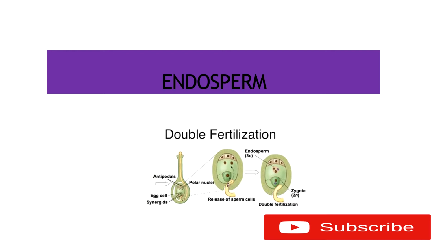In the earlier video we were discussing double fertilization in angiosperms. As a result of double fertilization, one of the male gametes fuses with the egg nucleus, forming the zygote, which later develops into the embryo, and the other male gamete fuses with the polar nuclei or the secondary nucleus, forming the endosperm. There are different kinds of endosperms in angiosperms, and their development features are discussed in this video.